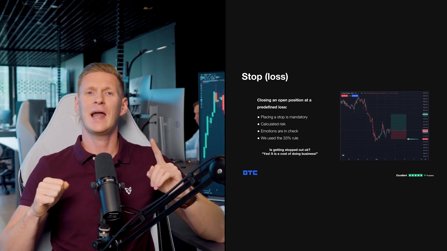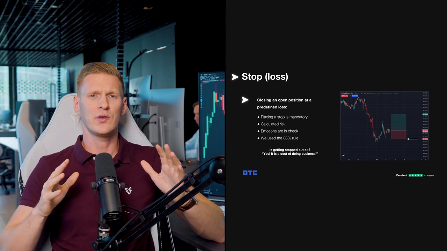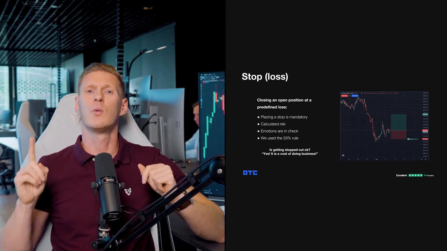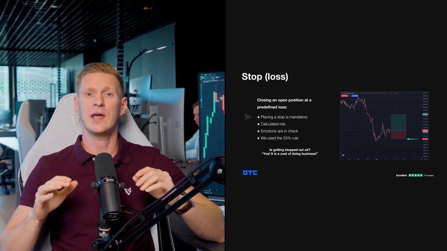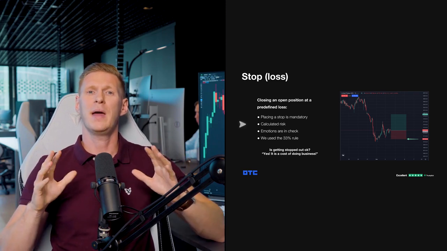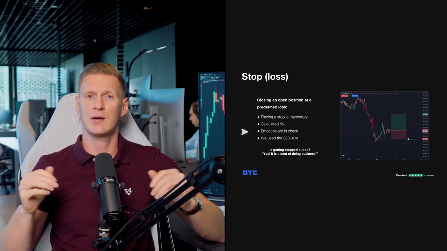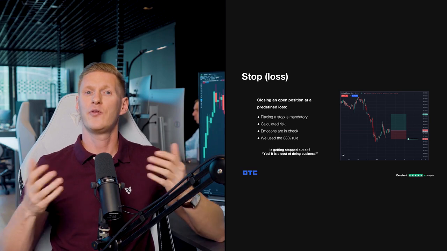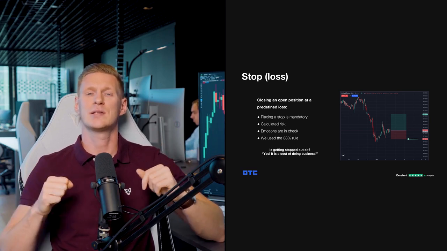The first key element of any trade is a stop. This is where we close an open position at a predefined loss. Rule 1. Placing a stop is non-negotiable. Every trade we take will have a stop, and here's why. A predefined stop manages risk with precision and keeps emotions in check. When you know the maximum loss before entering the trade, fear is reduced, and you can make rational decisions.